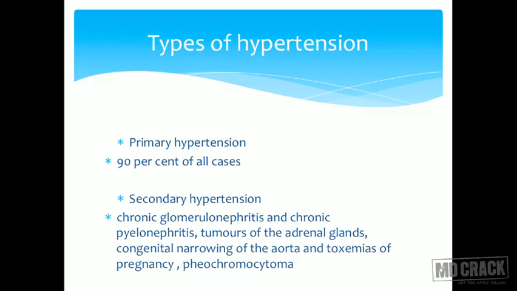These are some examples of secondary hypertension, and they are chronic glomerulonephritis, chronic pyelonephritis, congenital narrowing of the aorta, pheochromocytoma, and adrenal gland tumors. So these are some of the reasons of secondary hypertension.